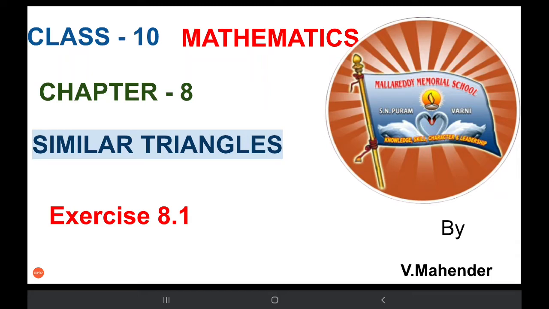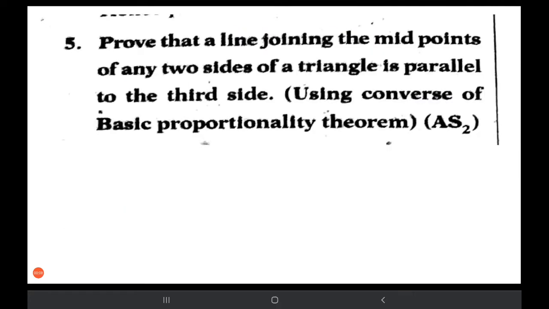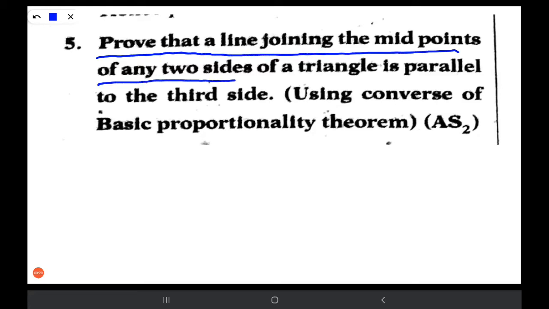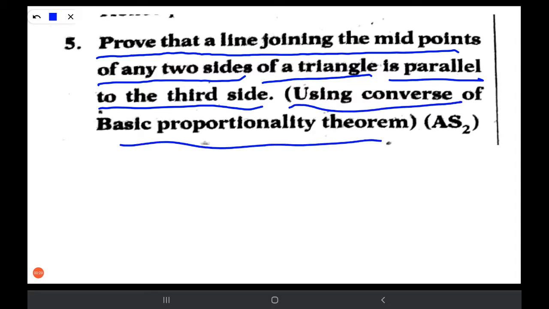This is Mahinder. In this video, we are going to solve exercise 8.1 problem number 5. Let us see the question. This is the question given here. Prove that a line joining the midpoints of any two sides of a triangle is parallel to the third side. Using the converse of the basic proportionality theorem, we have to prove this.